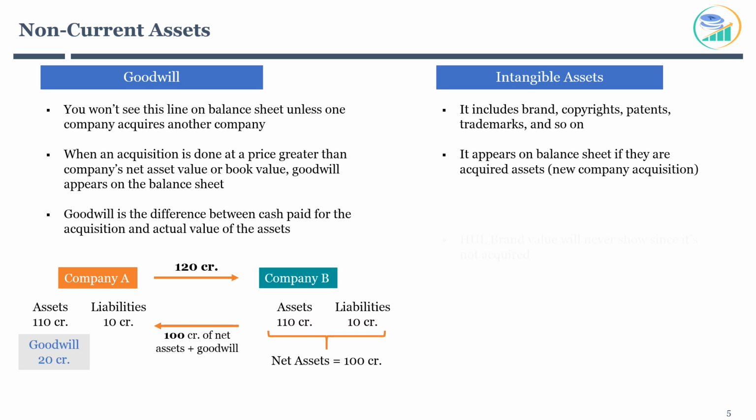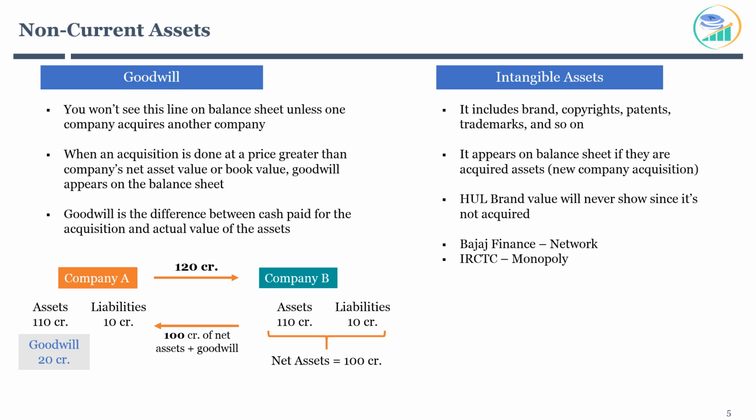For example, HUL has significant brand value. It will never show up on the balance sheet as intangible assets. It will show up only for an acquired company. This is an important concept in valuation, since there are companies that have huge intangible assets that never show up on the balance sheet. These intangible assets create competitive advantage and make it difficult for competitors to sell their products. For example, Bajaj Finance has network advantage. IRCTC is literally a monopoly. Such intangible assets will never show up on the balance sheet.